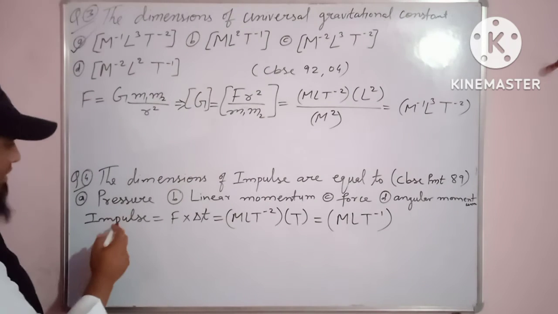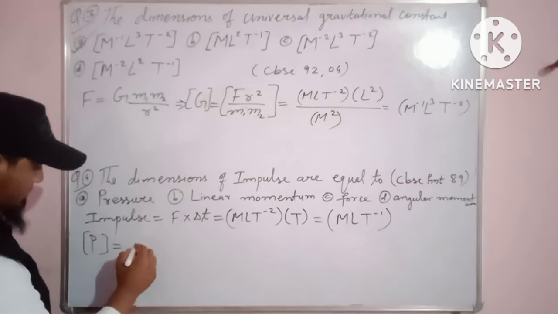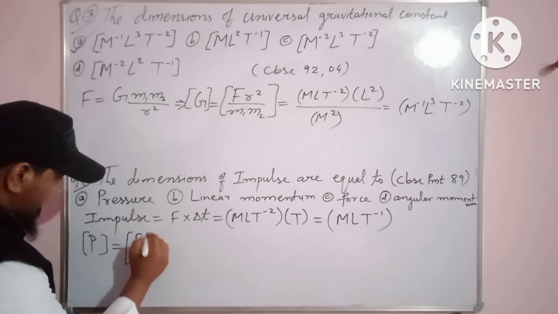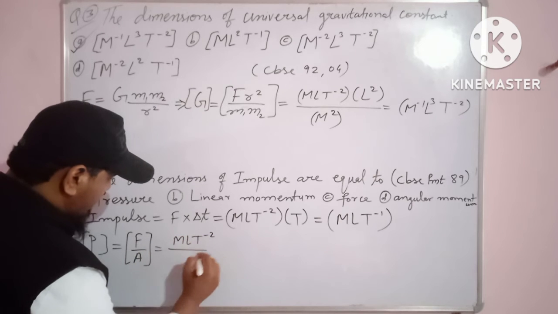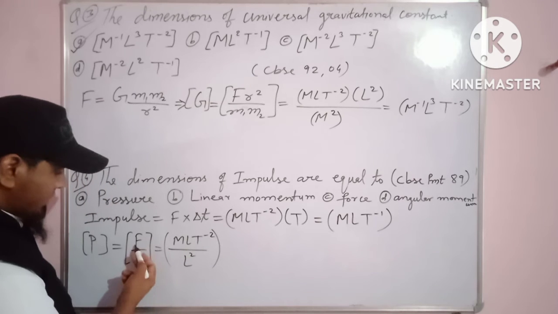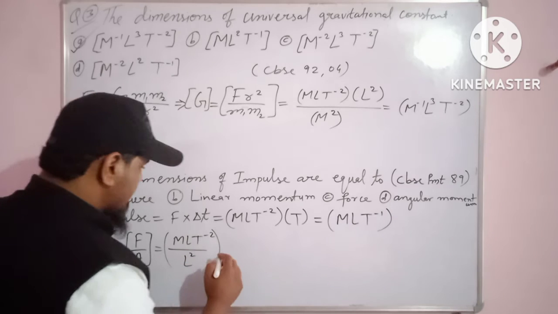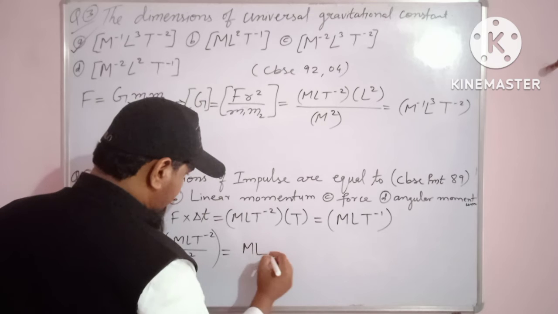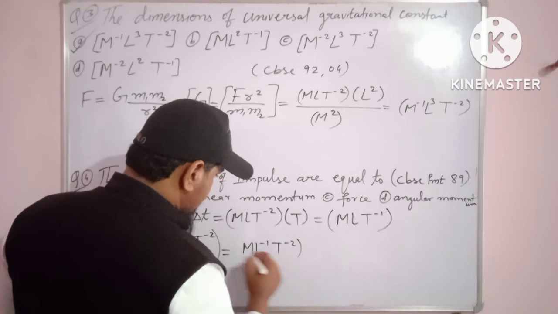Now we'll check pressure. Dimensions of pressure is equal to dimensions of force upon dimensions of area. Dimensions of force is MLT^-2, dimensions of area is L square. Dimensions of force you should keep in mind, mass into acceleration, MLT^-2. So what you will get? ML^-1T^-2. So this is not same.